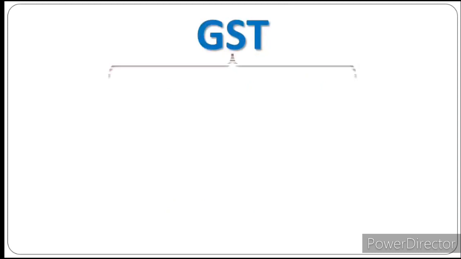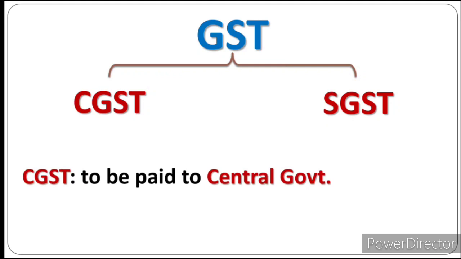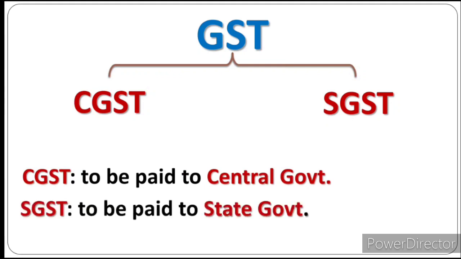Now GST, whatever is collected and paid, is paid under two components. The first one is CGST and SGST. C stands for central, S stands for state. CGST is to be paid to the central government and SGST to the state government, which means that of the GST collected or paid, half goes to the central government and exactly half goes to the state government.